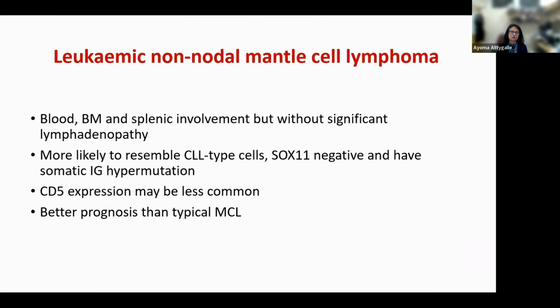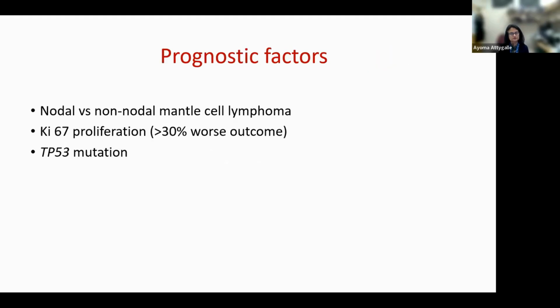Then there's a leukemic non-nodal mantle cell lymphoma. Now, this affects the blood, bone marrow, and spleen without significant lymphadenopathy. And these cells are more like CLL type cells, and these are SOX11 negative and have somatic immunoglobulin hypermutation, in contrast with the nodal mantle cell lymphomas that tend to be naive, or unmutated. So the CD5 expression may be less common in these cases, and they have a better prognosis than the typical mantle cell lymphoma.